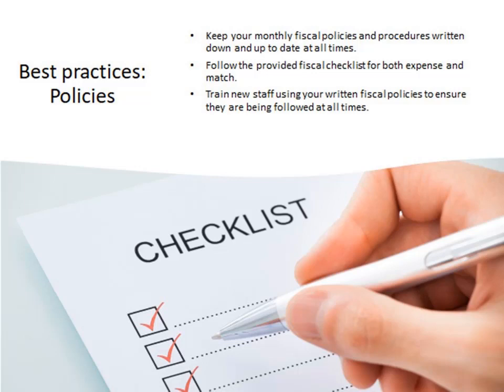And I think it's important to train any new staff on your written fiscal policies as well as our provided fiscal checklist to ensure that they're being followed at all times. Training new staff can often be difficult, and having written and clear policies prevents any issues that could be related to onboarding, any hiccups that could happen when staff leave and new staff come on. So always have those policies written and follow them at all times.